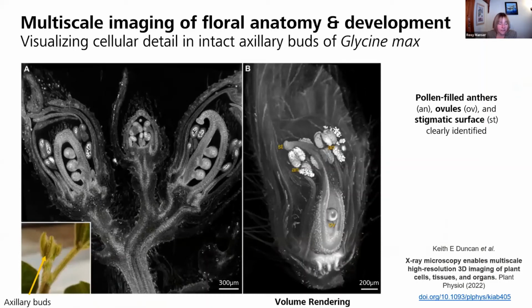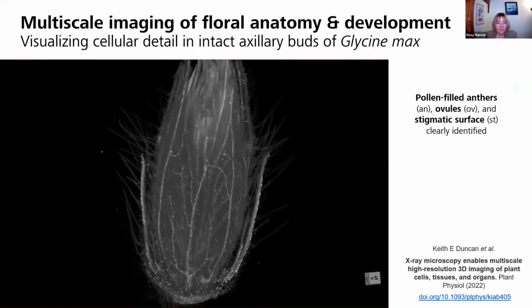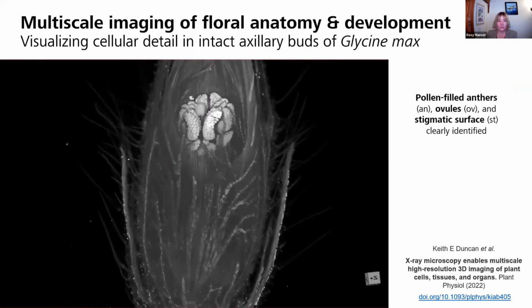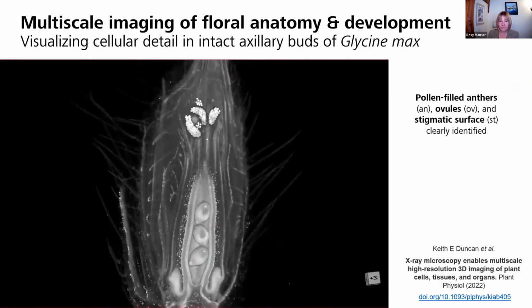Equally here, we have the axillary buds. So these have all been imaged without physically sectioning the specimen. I keep emphasizing that. The wonderful thing about X-ray imaging is that it's non-destructive. And the volume of information that you can capture using this kind of technique is just breathtaking.